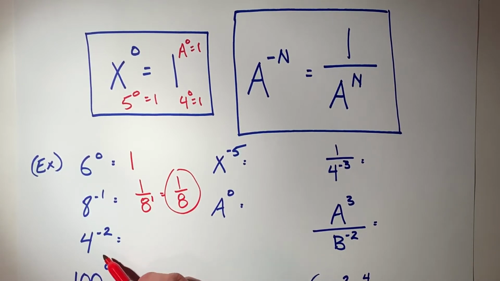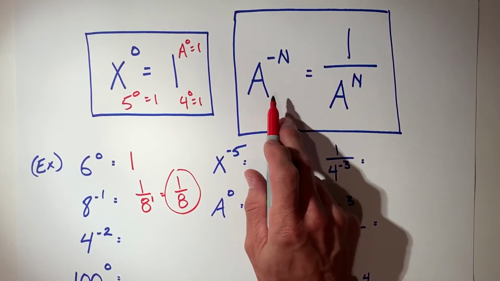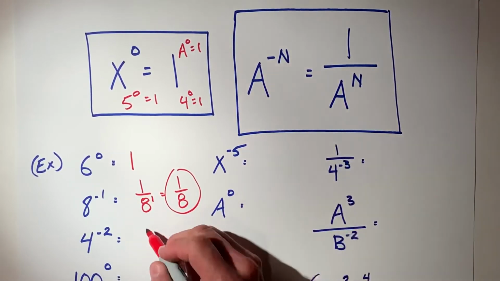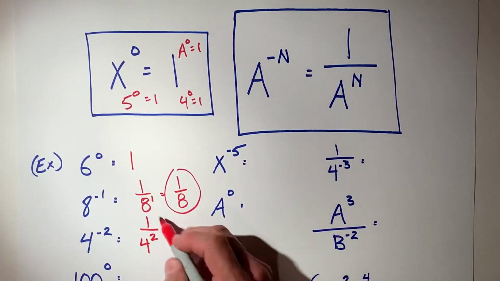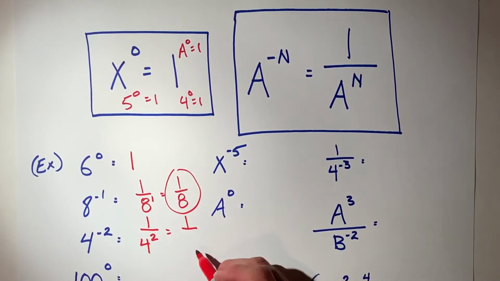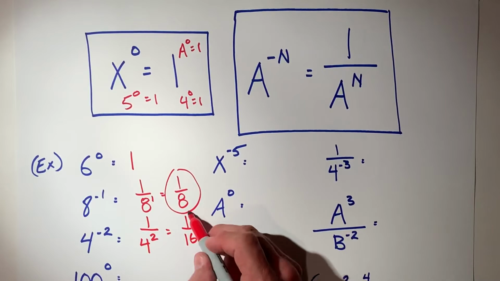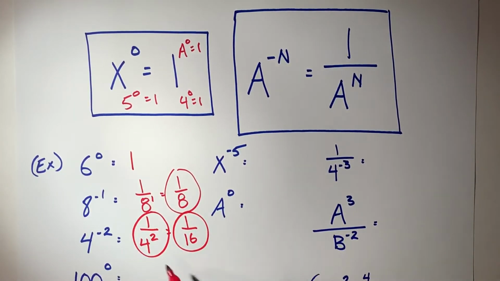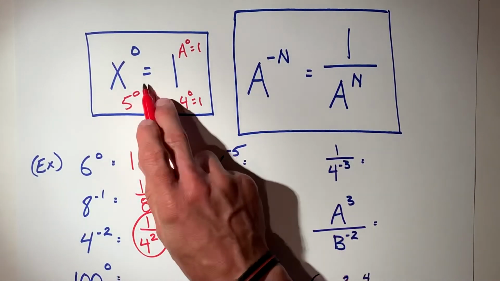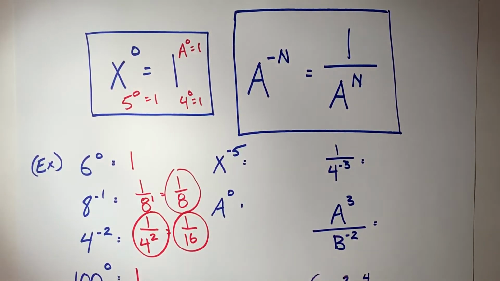Let's not get bogged down. Let's keep going. 4 to the negative second looks like this rule. So 4 to the negative second becomes 1 over 4 to the positive second. Sometimes this is acceptable. Sometimes 4 times 4 equals 16, and this is acceptable. These are both good examples of answers. One with a positive exponent and one that's been fully simplified. 100 to the 0. Well, that's here. Anything to the 0 is 1, so that's easy. You might like those. Those are nice.